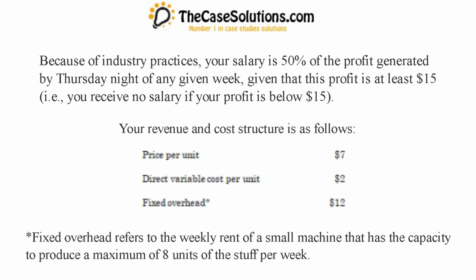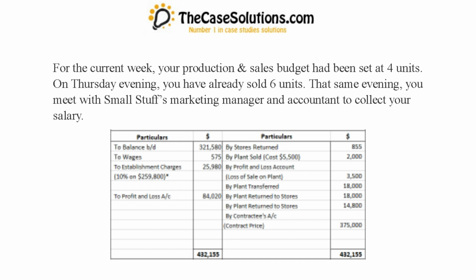Your revenue and cost structure is as follows. Asterisk fixed overhead refers to the weekly rent of a small machine that has the capacity to produce a maximum of 8 units of the stuff per week. For the current week, your production and sales budget had been set at 4 units. On Thursday evening, you have already sold 6 units.